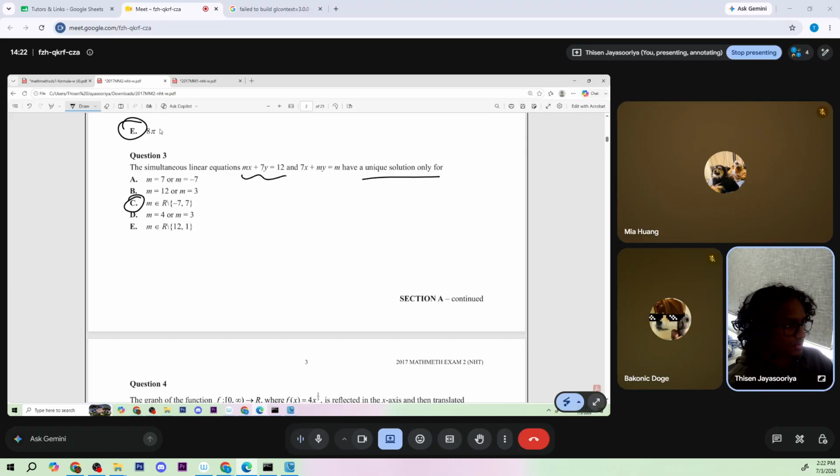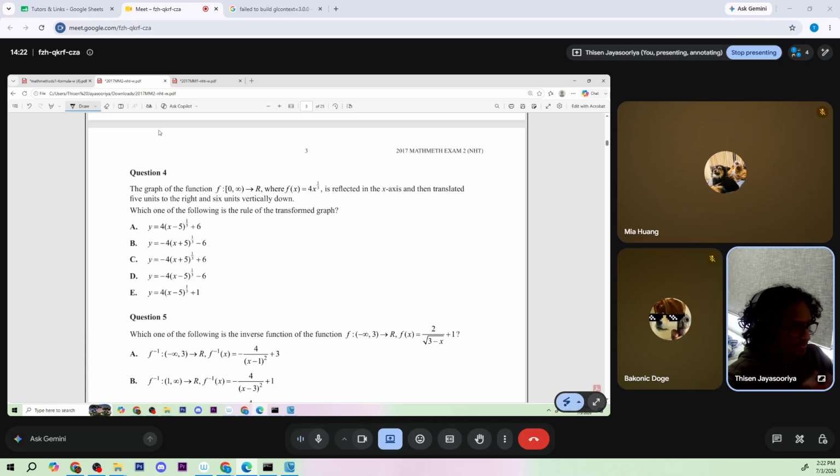I've done a lot of these questions, so I have a very intuitive way to do it, but you'd have to work through all the steps here. Here, if I reflect it about the x-axis, it becomes negative f of x. I translated 5 units to the right, so negative f of x take away 5. And here, this becomes negative f of x take away 5 take 6. So this one becomes answer option D.